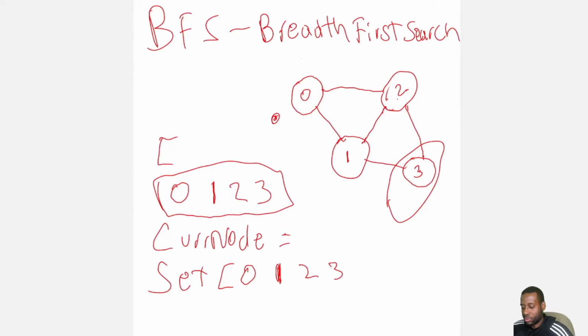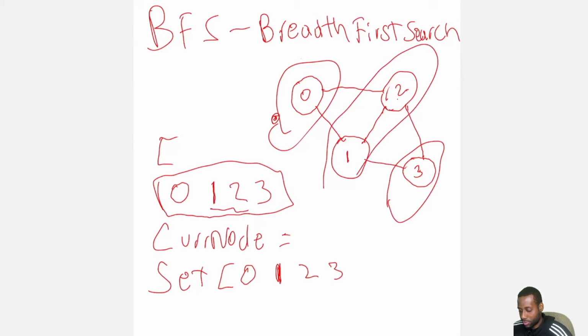That's why we do 0 first, and then we do 1 and 2, which are next because they're in the same level, and then we do 3, guys. So right now we're gonna jump into the code quickly.